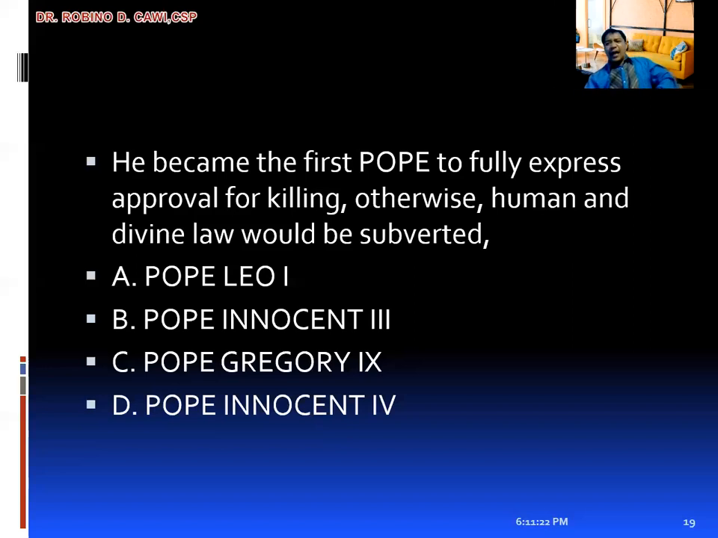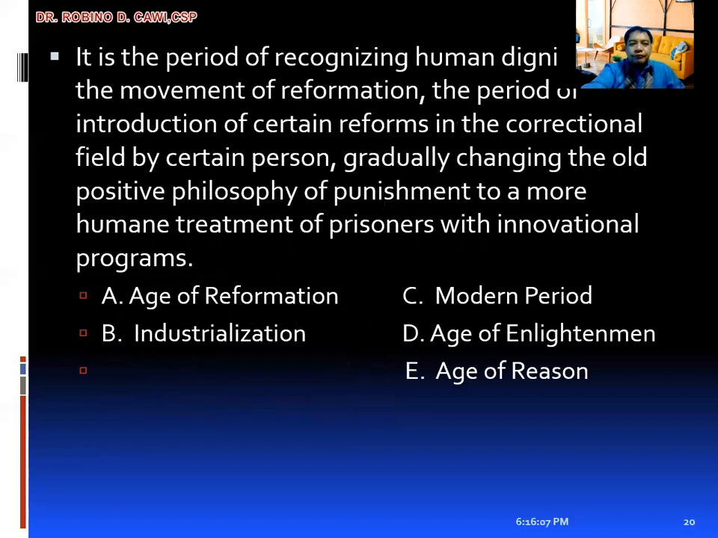So it was just this era, around the 1960s or 1970s, when Pope John Paul II became the Pope of the Catholic Church. That is the only time that the Catholic Church officially reversed the culture of death. And then we have here another question.